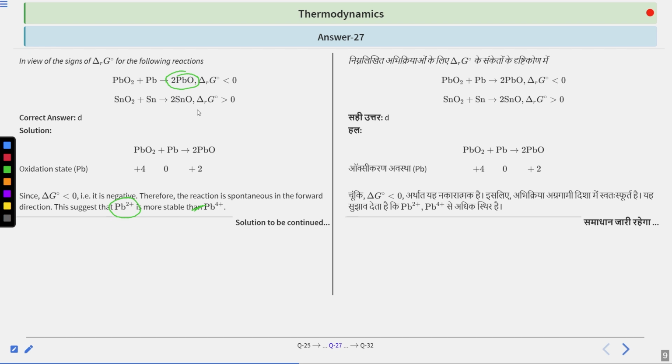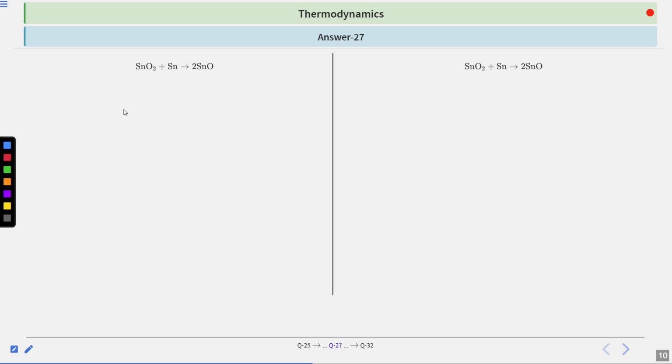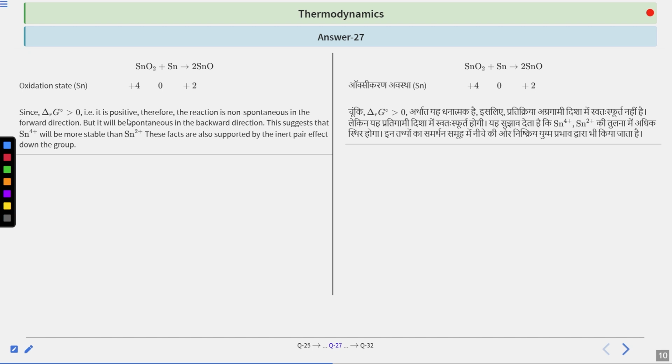But in this case, delta Rg naught is positive, meaning the reaction will not proceed further and will remain in the initial state. So we can say the second reaction is not feasible and it will remain in SnO2, that is the plus 4 oxidation state. So plus 4 will be more stable than plus 2. Hence, since delta Rg naught is positive, the reaction is non-spontaneous in the forward direction and spontaneous in the backward direction. This suggests that Sn plus 4 will be more stable than Sn plus 2. Clear?